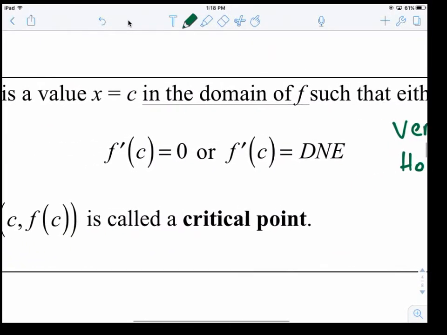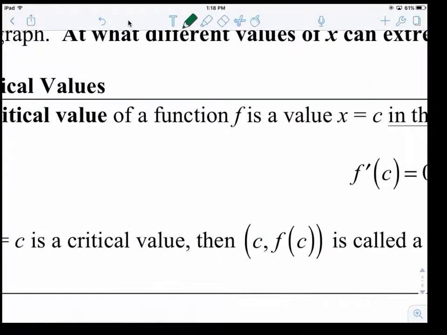So what about sharp turns? You've got to be on the lookout for something like the absolute value of x. Any absolute value always has a sharp turn. Equations like x to the 2/3 kind of have a cusp at 0. So you need to be on the lookout for equations that look like that.